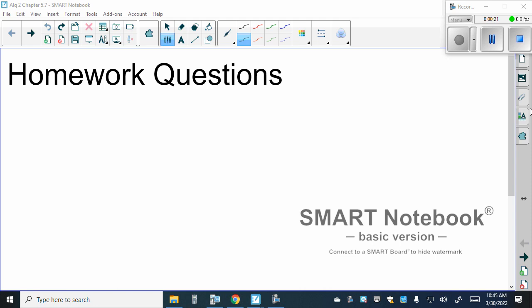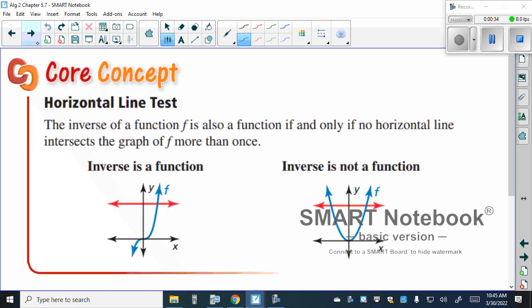Okay. Any questions over the homework before we get started with today's lesson? Okay. If there's no questions on the homework, we'll go on and start by looking at what we're covering today, which is inverses. So we're covering inverse functions today.